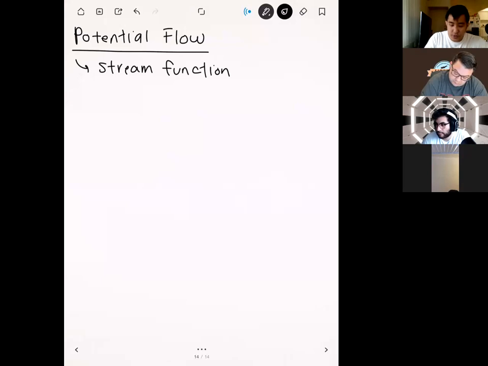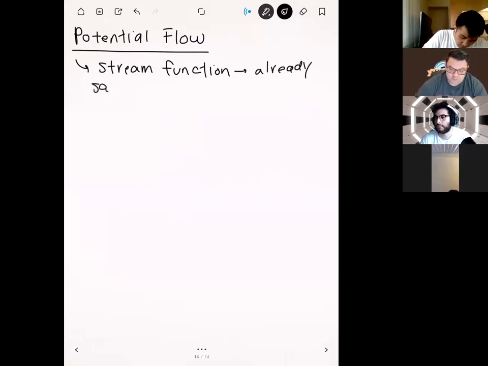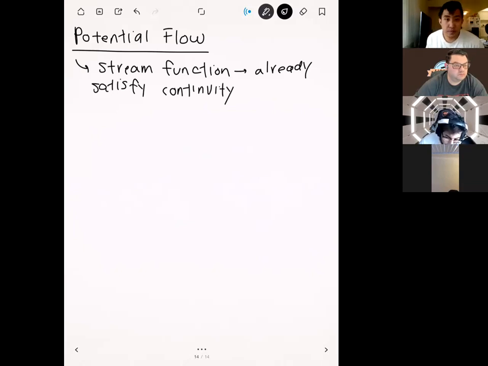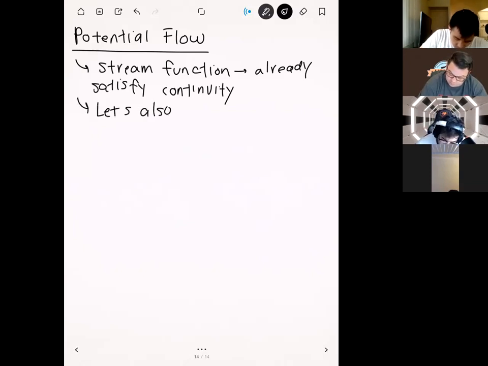And so just from the definition of stream functions, we know that stream functions already satisfy conservation of mass. But let's impose an additional constraint on the flow. Let's also require that our flows that are defined by these stream functions are also going to be irrotational.